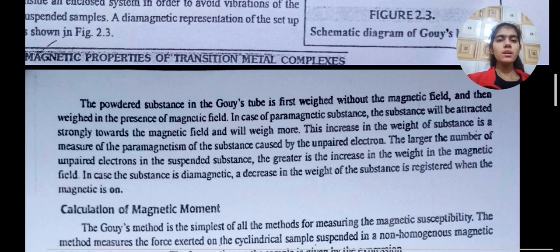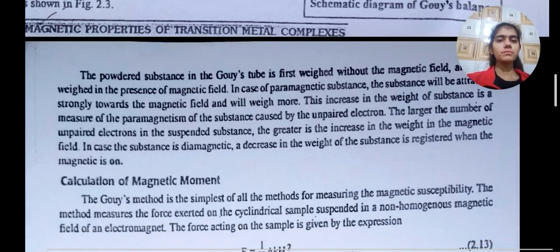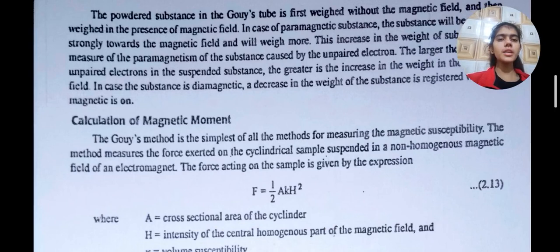In case the substance is diamagnetic, a decrease in the weight of the substance is registered when the magnet is on. Calculation of magnetic moment by Guy's method. Guy's method is the simplest of all the methods for measuring the magnetic susceptibility. The method measures the force exerted on a cylindrical sample suspended in a non-homogeneous magnetic field of an electromagnet.